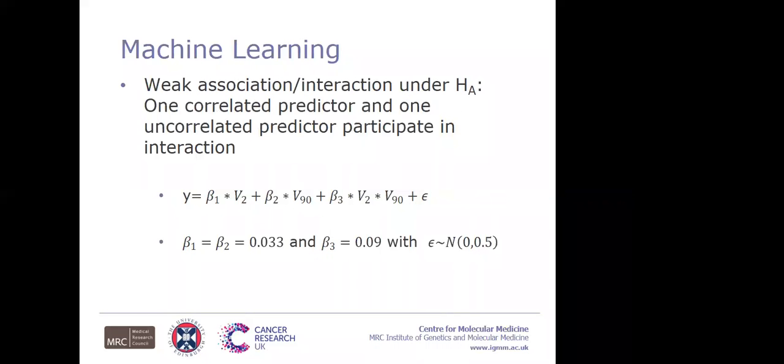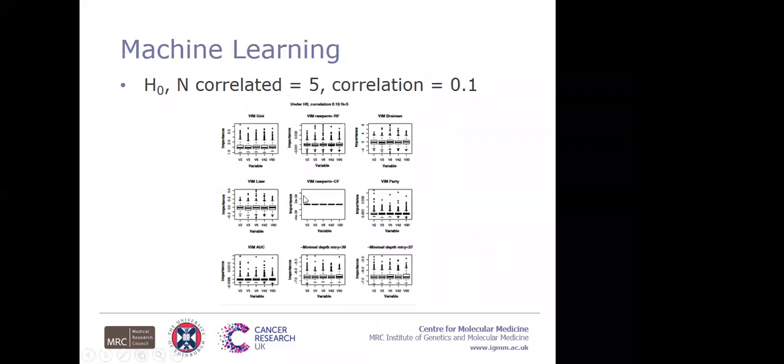Okay, so this is our generating model here, and it's just a very simple regression model where variable 2 and variable 90 have a main effect and also an interaction effect, with an error that's pretty large, so this is a relatively weak association. So again, I just want to point out variable 2 and variable 90 are the ones that under the alternative we're interested in. Okay, but I'm going to start out with what happens under the null.